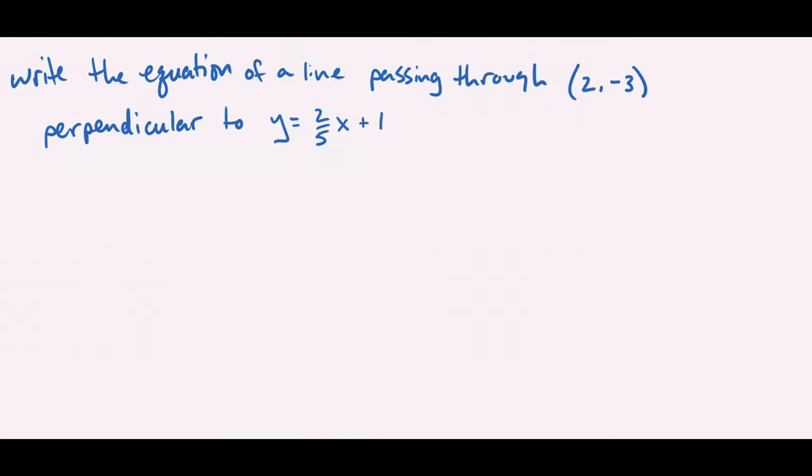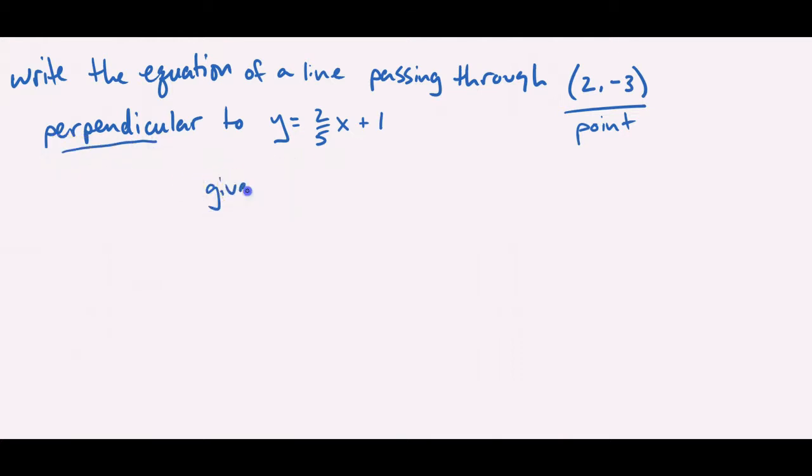First thing, if I want to be able to write the equation of a line, I need two pieces. I need a point and I need a slope. I do have a point, and that's given to us in the problem. We also need a slope. Now this one, a little bit more work involved. I want perpendicular to the slope.